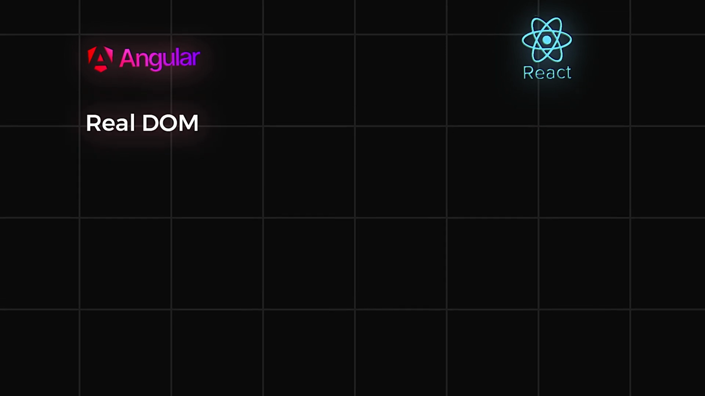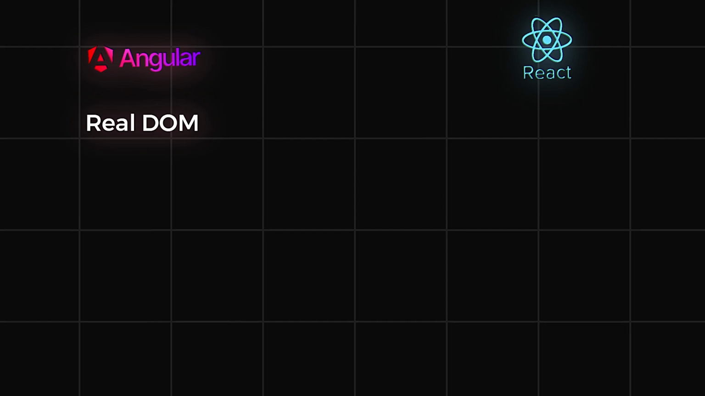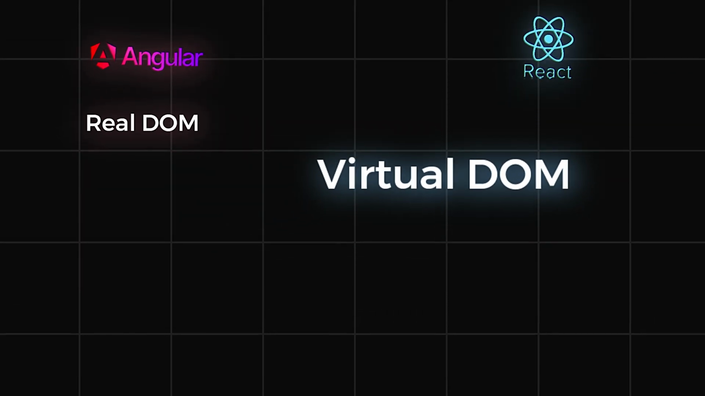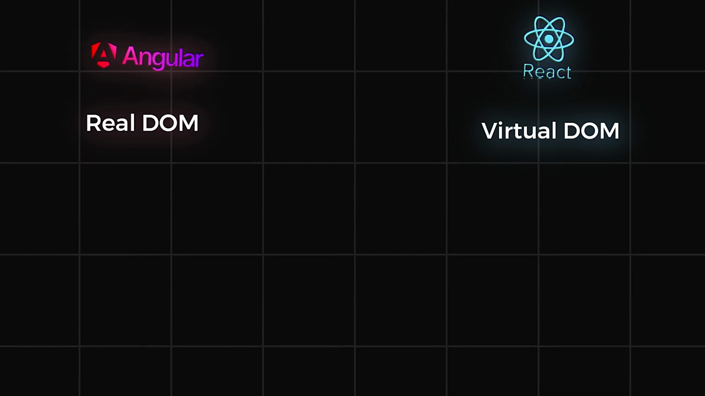Angular uses Real DOM, updating the entire tree for changes, but optimizes this with change detection and ahead-of-time compilation. React uses Virtual DOM, updating only specific parts, making it faster for frequent updates.